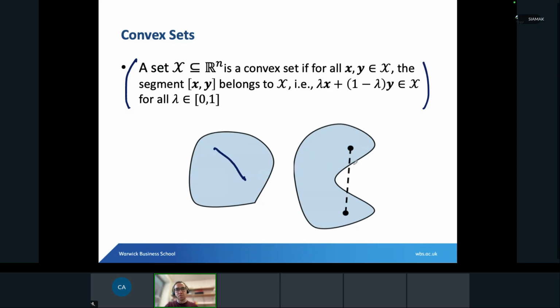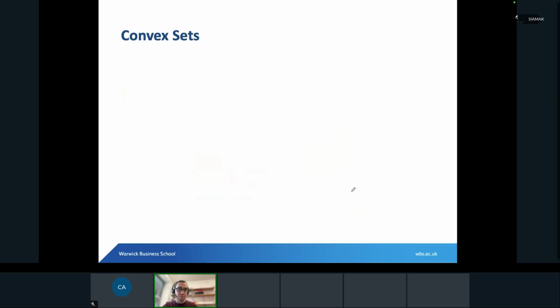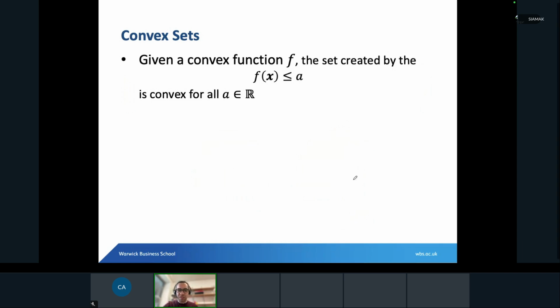This is unlike this one, for instance. You have these 2 points, and if you connect them to each other, you can see that this part of the line is out of the set that you have, and this is not a convex set. So does it ring any bell?